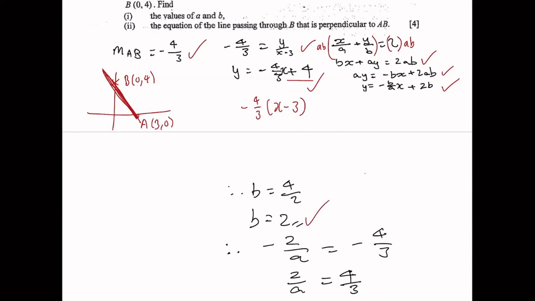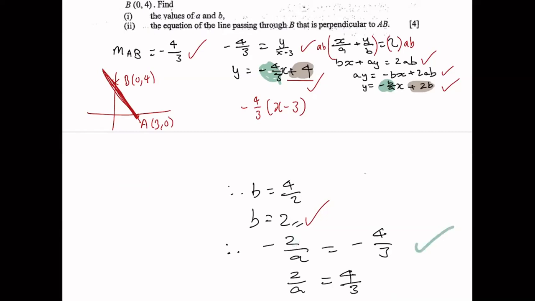Then negative b over a. Maybe I'll just highlight it. This guy is the same as this guy, and that guy is the same as that guy. So negative b over a is now going to be -2 over a, replacing the b with 2. Then this equals -4/3.